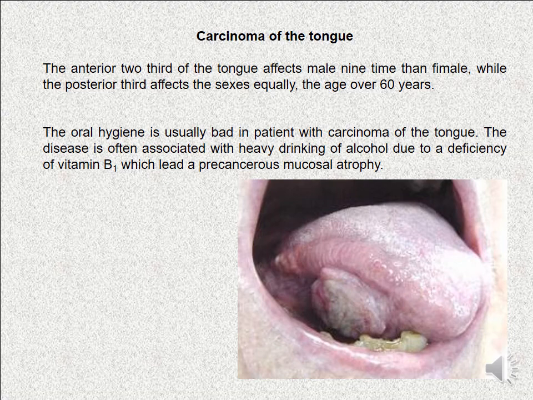The most important etiological factor is very bad oral hygiene in patients with carcinoma of the tongue. The disease is often associated with heavy drinking of alcohol, due to deficiency of vitamin B1, which leads to precancerous mucosal atrophy. Someone who consumes a huge amount of alcohol will have low absorption of vitamin B1, and if vitamin B1 is very low, it leads to precancerous changes of the mucosa of the tongue.